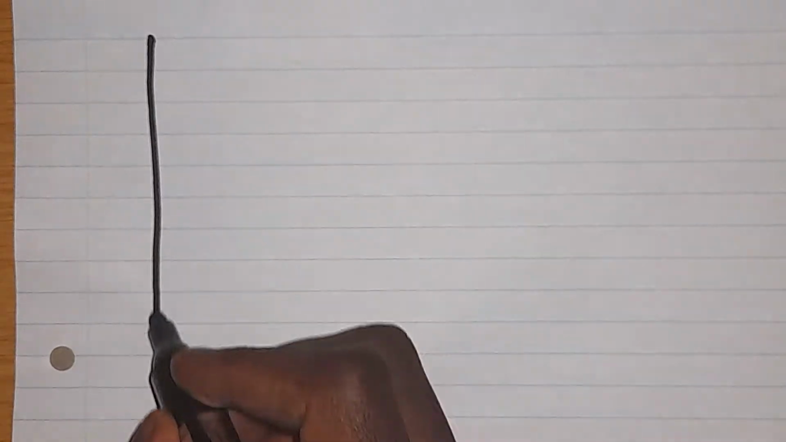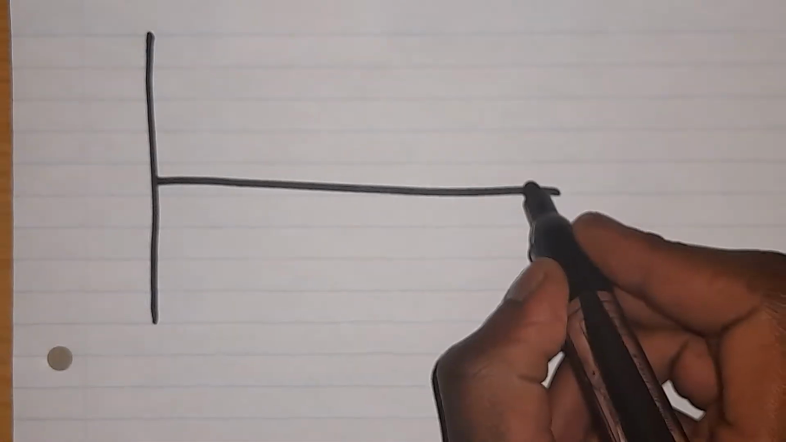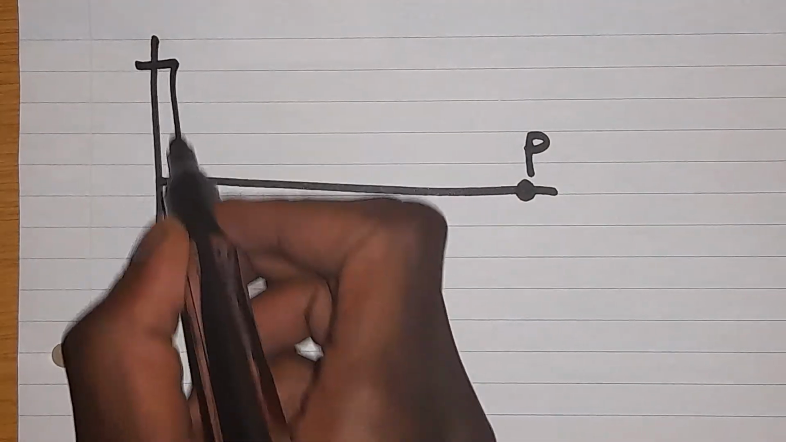Hello beautiful people. Today we'll continue with our topic of gravitation by distribution of mass, and we'll be looking at a situation whereby we have particle P. Let's draw it down. In your axis here you have particle P situated here, then you have a uniform rod.